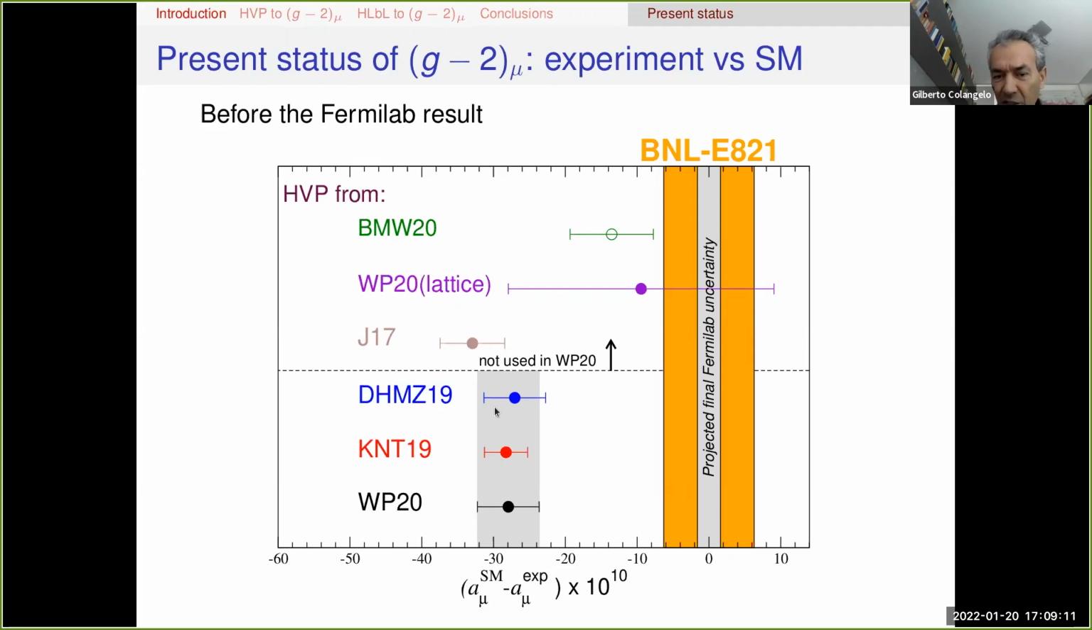And here you see in the lower part of the plot two evaluations of hadronic vacuum polarization, which were combined in the value of the white paper, corresponding to this black point and the gray band. And above this line, numbers which have not been used in the white paper: the average of the lattice results and the BMW result, which appeared at the same time as the Fermilab announcement. And this is a Jaeger linear result, which also did not.